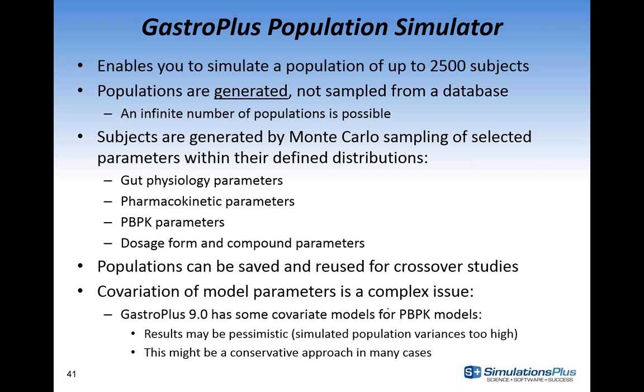Covariation of the model parameters is a complex issue. GastroPlus 9 has some covariate models for the PBPK. However, the results may be slightly pessimistic. Simulated population variances may in some cases be too high or too low depending on what your population is like. So you may have to do some fine tuning of the CVs or the distributions that you use. But it's a conservative approach in many cases. It does fairly accurately reproduce the variability you see in PK data.